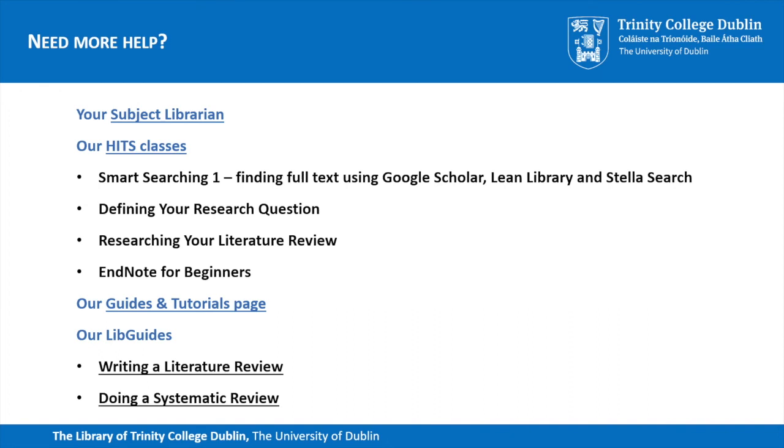Specifically, if you're looking for how to find PDFs, as we said right at the start, Smart Searching 1 shows you how to do that. You may want to see our more detailed information on how to define your research question if you have to come up with one yourself. Our other HITS program on researching for your literature review covers much the same ground as this particular HITS one, but takes a slightly different approach to it. So it's worthwhile looking at that.